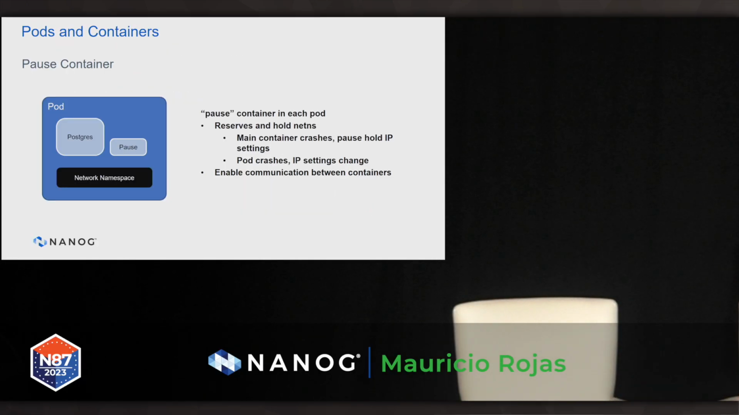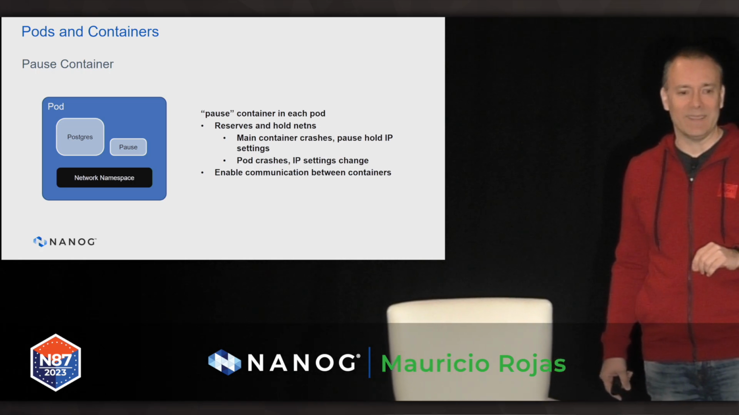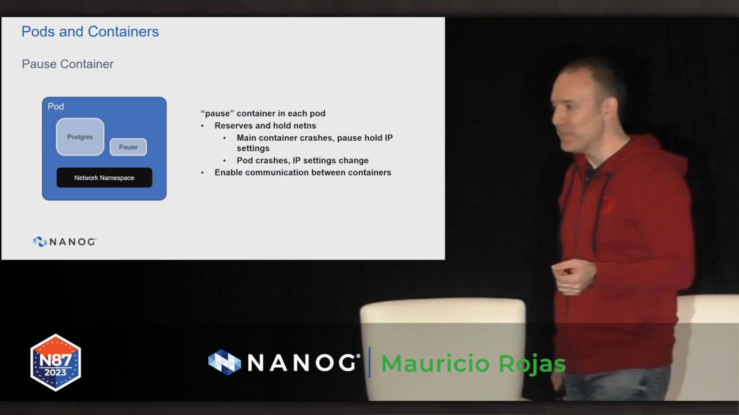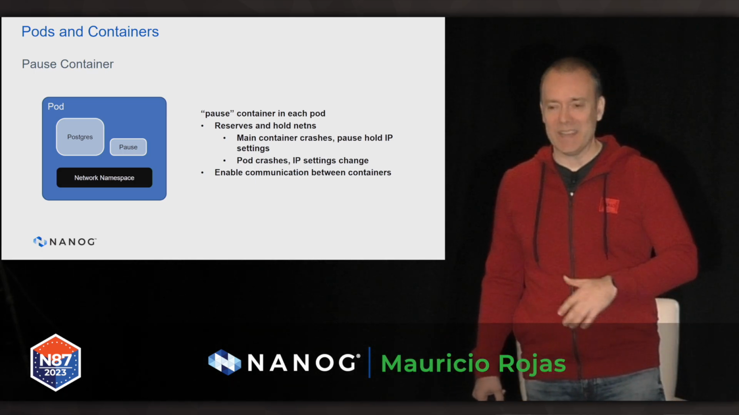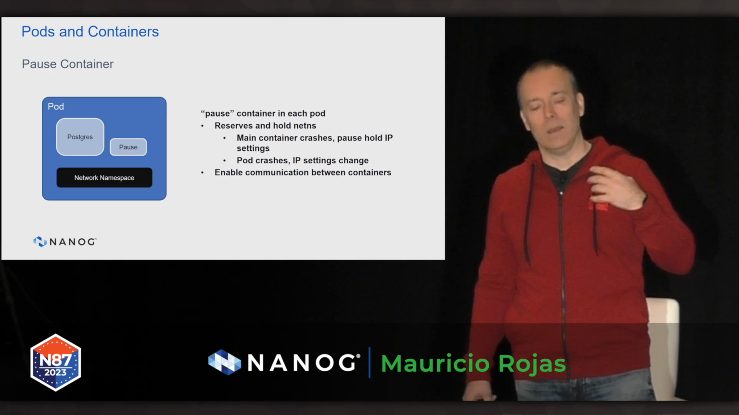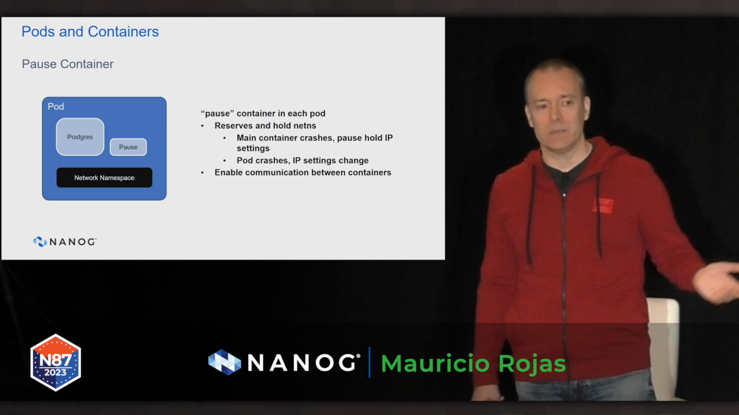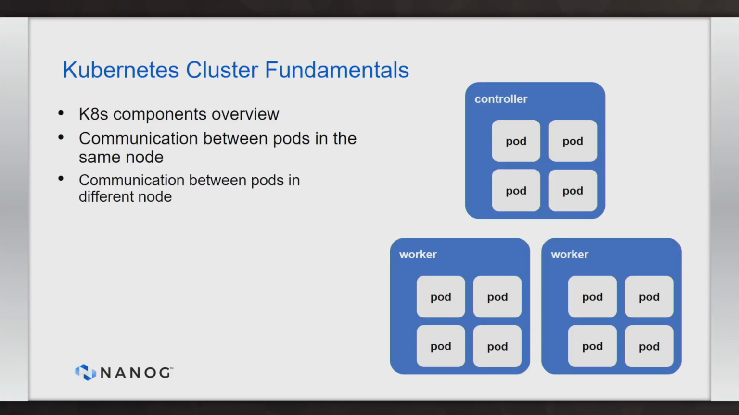However, most of the time the pod also is crashing, then it could be a little useless. And all the IP settings are changing anyway, because every time that you create a new namespace, a new pod in Kubernetes is going to change IP addresses and all the settings. Now we're going to talk about the Kubernetes cluster fundamentals.